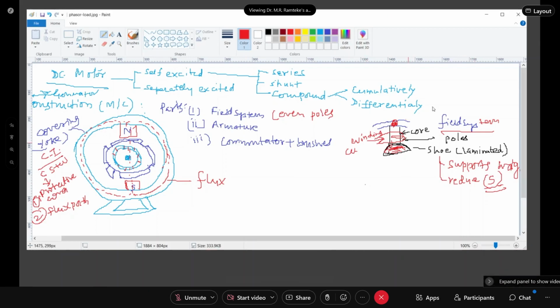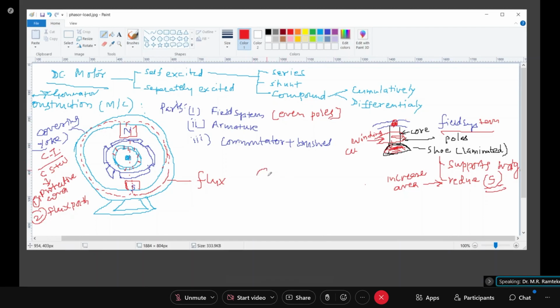It increases the cross-sectional area. Because of this is a core, so the cross-sectional area of this and the shoe, the shoe increases the cross-sectional area. And as you know, therefore it reduces the reluctance, which is good for the machine. So you need an even number of poles. Even poles are needed. Now we talk about the armature.